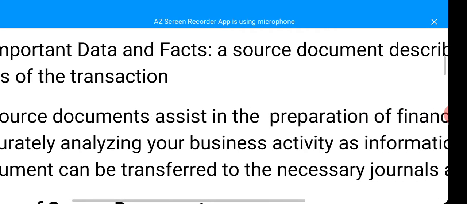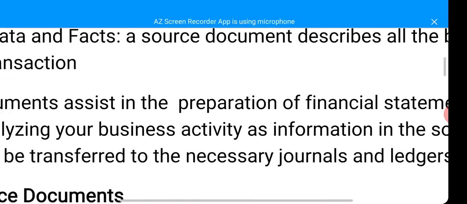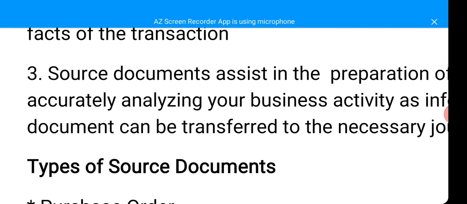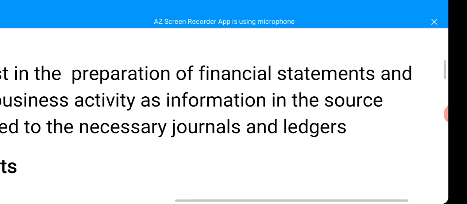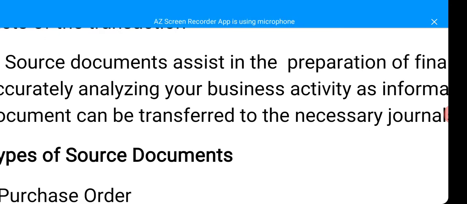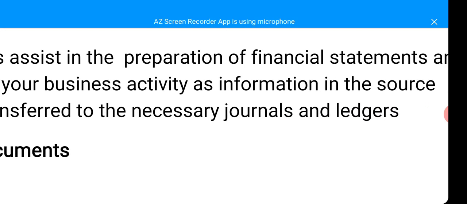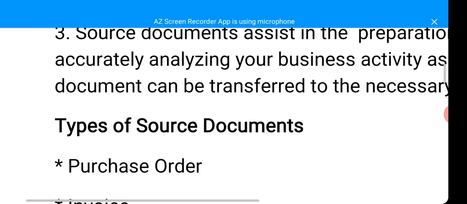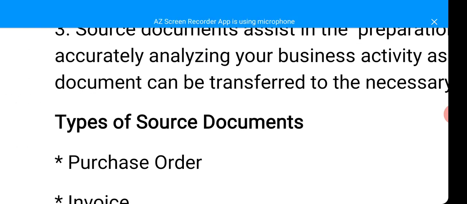Three, source documents assist in the preparation of financial statements and in accurately analyzing your business activities, as the information in the source documents is usually transferred to the necessary journals and ledgers. So the information in the source documents is transferred to other accounts for you to continue with your accounting process.